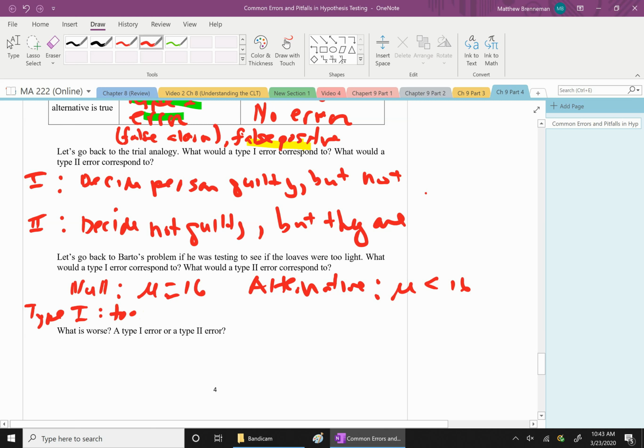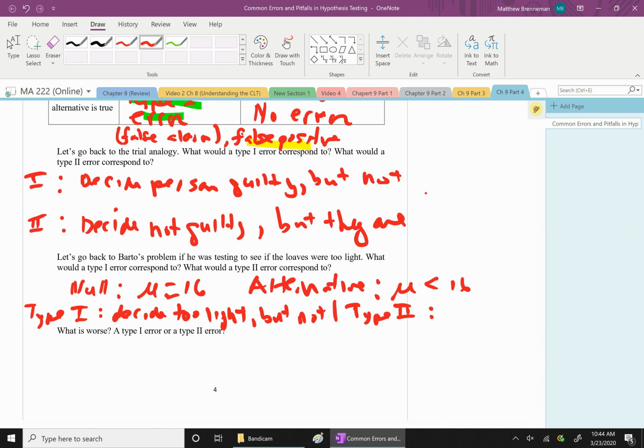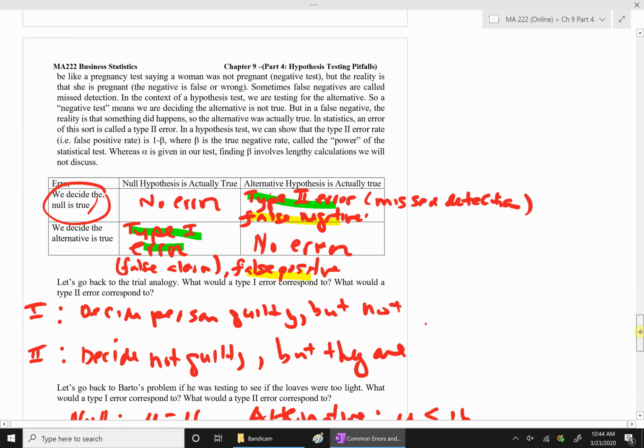This is when we decide the loaves are too light. We decide something happened. We decided in favor of the alternative. So we decide that the loaves are too light, but they're not. Okay. So in other words, he's going to overreact. It's a false alarm, right? A type 2 is when they are too light, but we decided they aren't, right? So we decide that they're not too light, but they are.